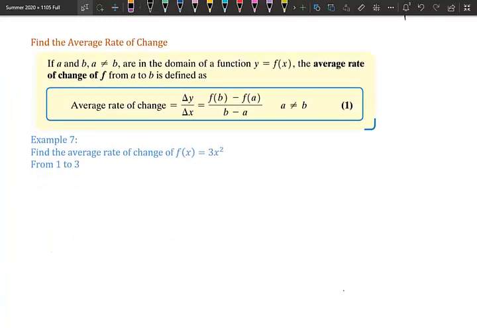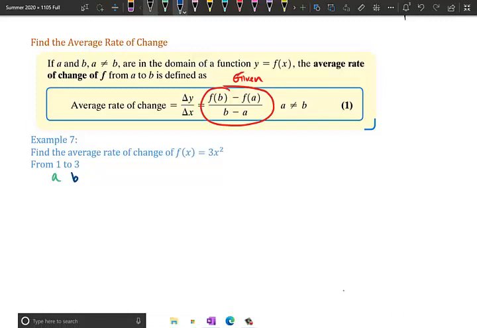Alright, average rate of change. This is going to be given. That formula is given. So average rate of change is delta y over delta x, meaning f of b minus f of a over b minus a, and a cannot equal b. So let's find the average rate of change of f of x equals 3x squared from 1 to 3. That is our a, that is our b.